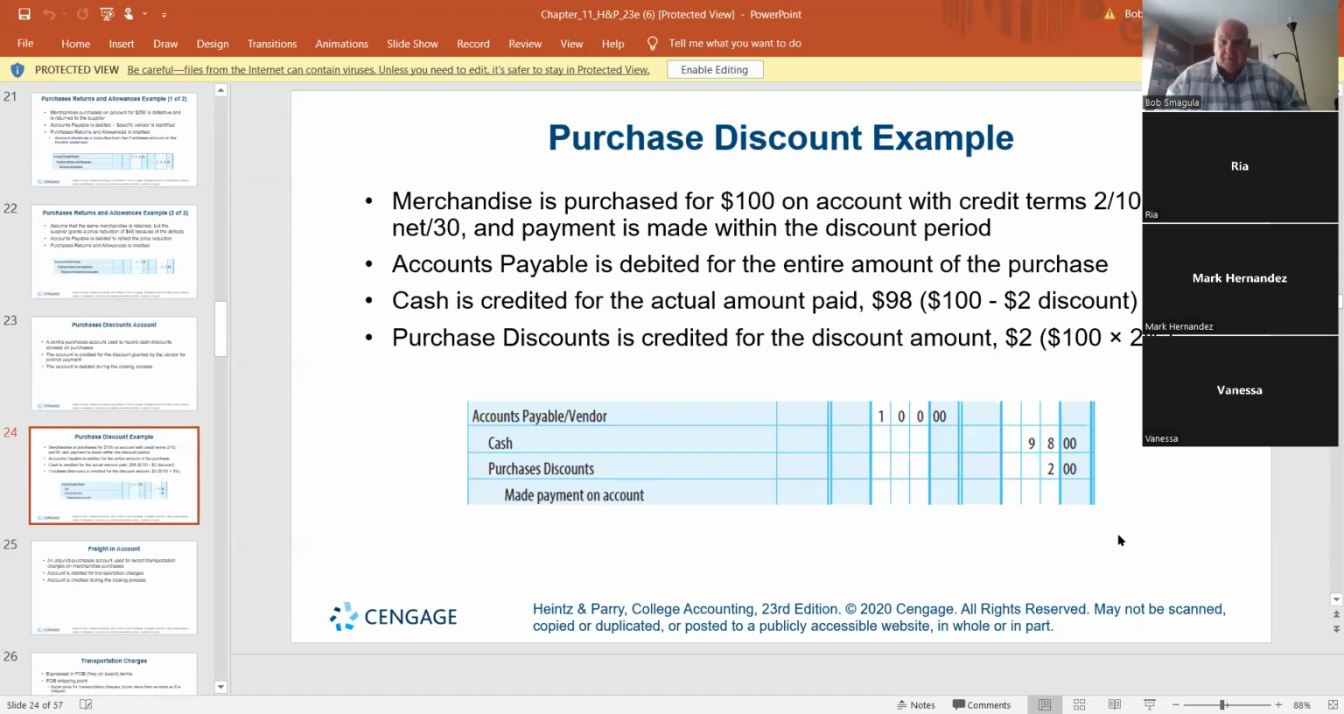And like I said earlier, if a company's offering 2% discounts in this era of low interest rates, you'd be nuts not to take the discount. You should be grabbing every one that's offered.